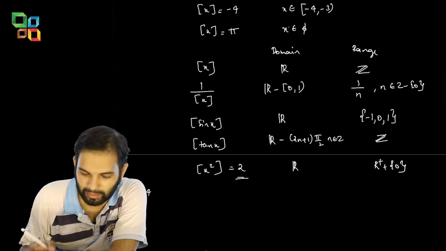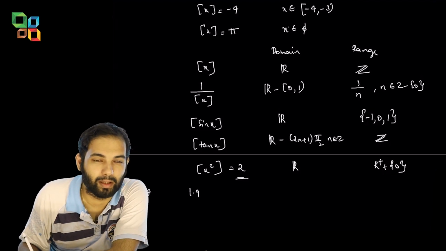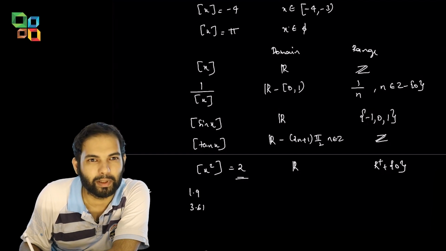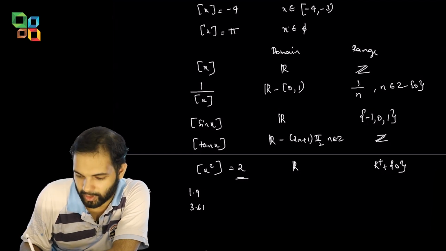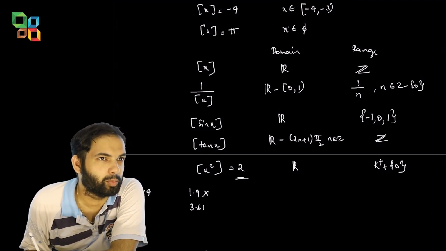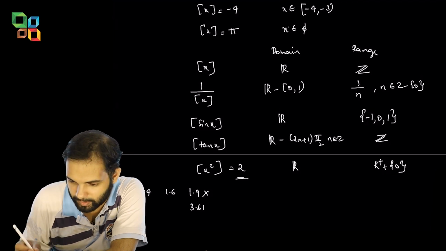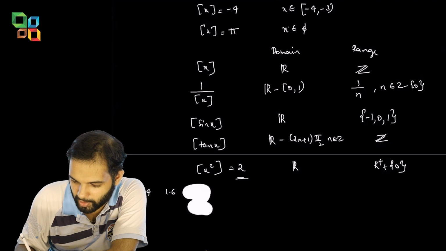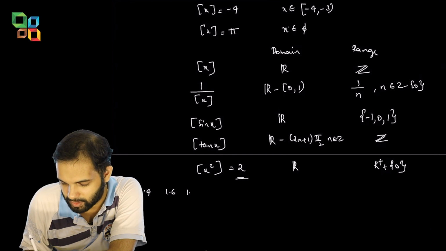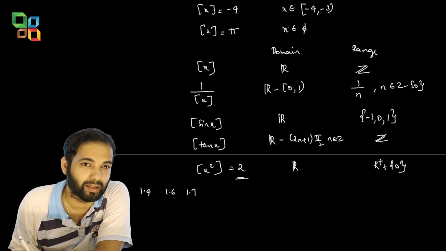1.4 till where? Can you give me an approximate value? 1.9. What is 19 square? 361. The 361 means it's 3.61. What is the integer part of 3.61? 3. So 1.9 doesn't work. What else? 1.6. What is 16 square? 256. Okay, 1.6 works. What about 1.7? Will it work? Works. Okay, 1.7 also works. What about 1.3? Does it work? No.